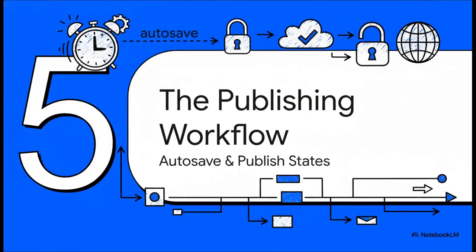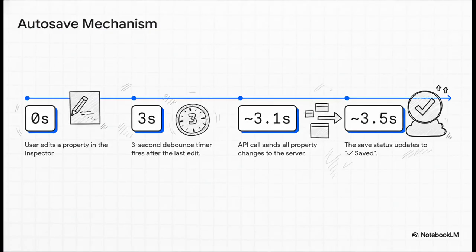All right, last section, the publishing workflow. We're going to quickly cover how autosave and the whole publish process works, because honestly, understanding this will give you so much more confidence that your work is always safe and sound. So the autosave feature is pretty smart. Instead of hammering the server every single time you type a letter, it uses what's called a debounce timer. Basically, it just waits for you to stop typing for 3 seconds. Once you pause, then it bundles up all your recent changes and sends them to the server in one go. It's way more efficient, and it's what keeps the whole interface feeling so fast and responsive.